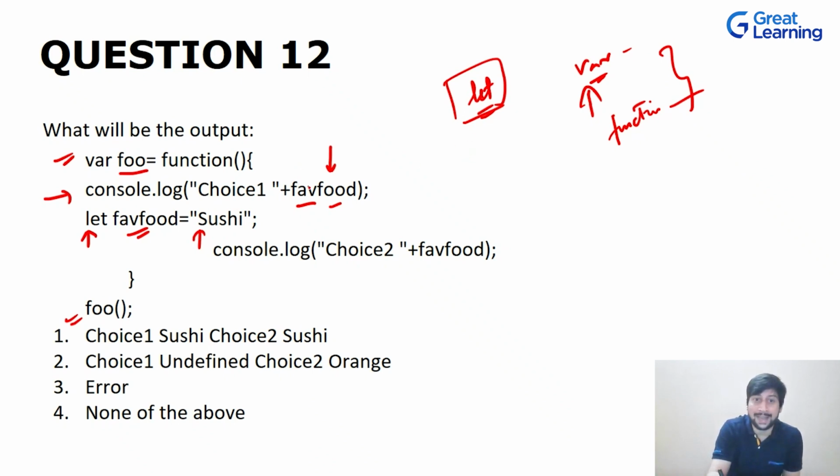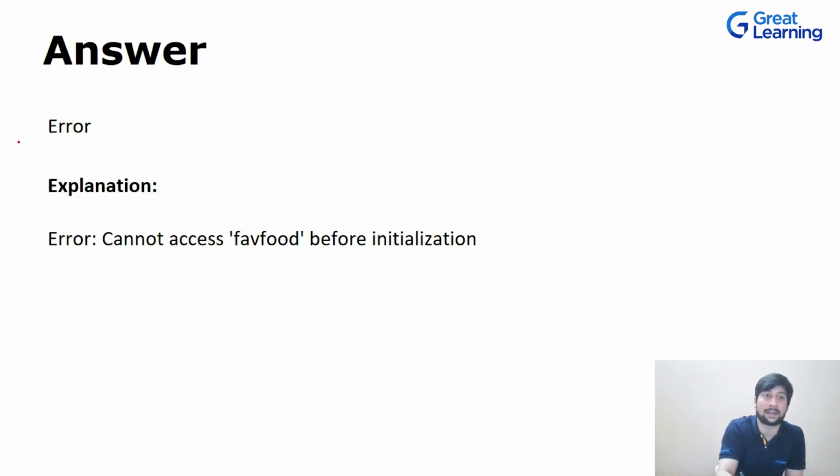So you are trying to access something over here which has not been defined yet, because it has been declared with the help of let keyword. So it will throw you an error. That means saying that this variable has not been defined yet, just like other programming languages. So you will get error.